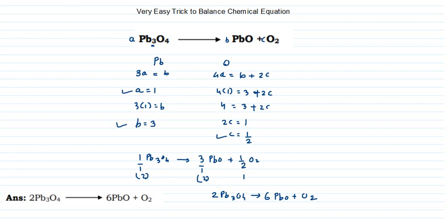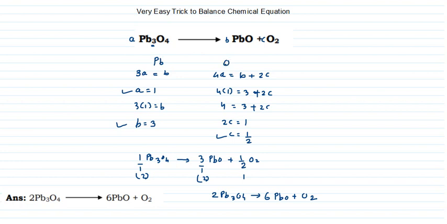Okay, I will brief again. First of all, on the left side you have to take A, here you take B, here you take C. After that you have to write down all the elements you have on both sides. So you can see plumbum and oxygen are there. So you have written plumbum and oxygen.